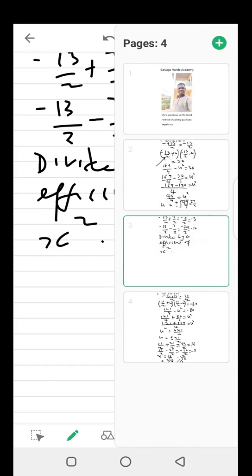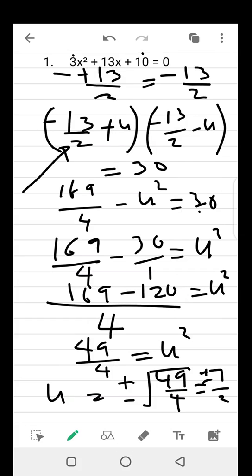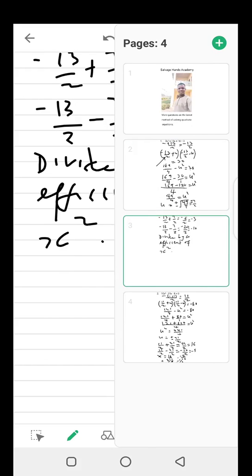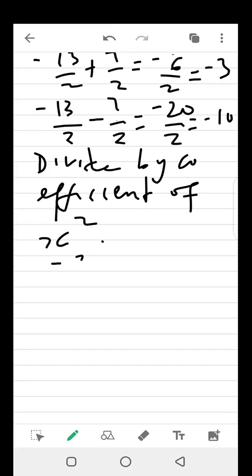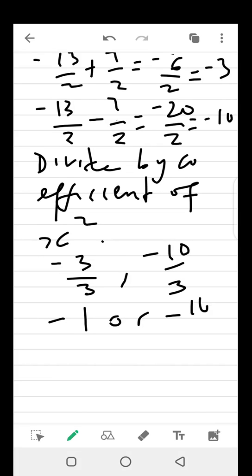Now, let's look at what I'm talking about. This is the coefficient of x squared, this 3x squared. So I'm going to divide everything by 3. So minus 3 over 3, comma, minus 10 over 3. So my answer is going to be minus 1 or minus 10 over 3. Good.